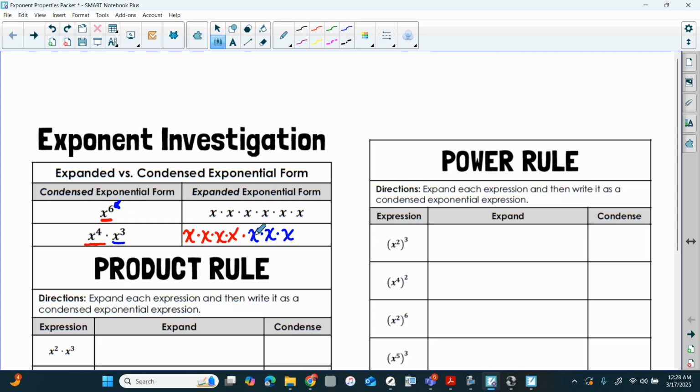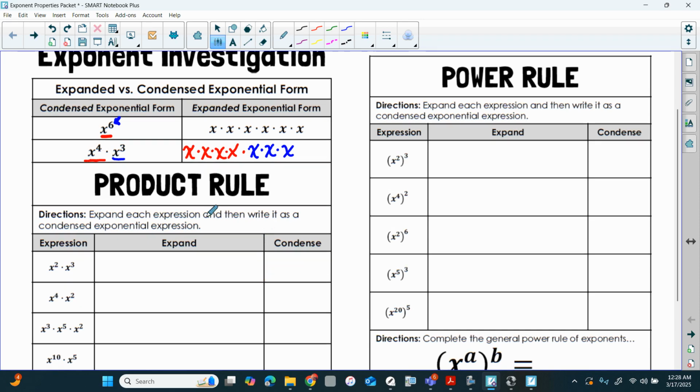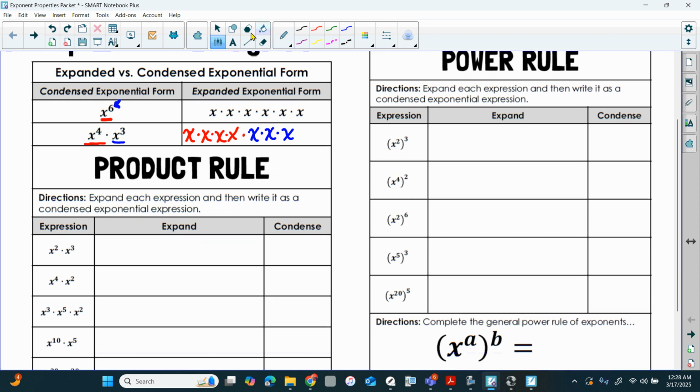So we're just going to use the expanded rule to come up with our rule when multiplying exponents with the same base. So we're going to expand each expression here and then write the condensed exponential expression. So hopefully you're going to see a pattern here. So if I do this first term here, x to the second times x to the third, I need 2 factors of x, and then multiply by 3 factors of x. So my condensed form means I just add up all the number of factors I have. That would be x to the 5th power.